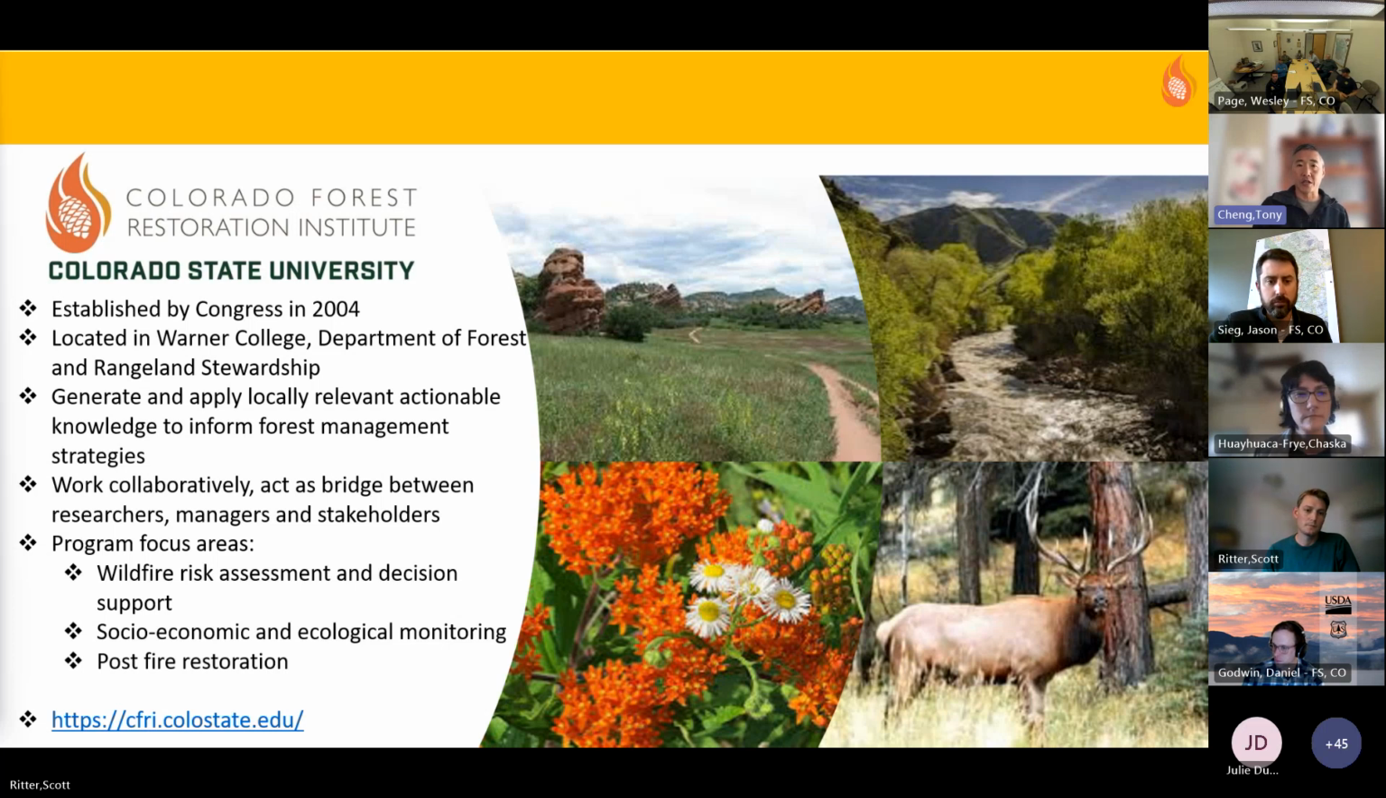with local place-based knowledge to make sure that knowledge is actionable and people on the ground have the information they need, not only the managers, but also their community-connected partners, which is a really foundational way of being able to do that work. We have a variety of program focal areas that you can see there, but a major one is in wildfire risk assessment and decision support. And Scott works as part of that team, as a leader in that team.